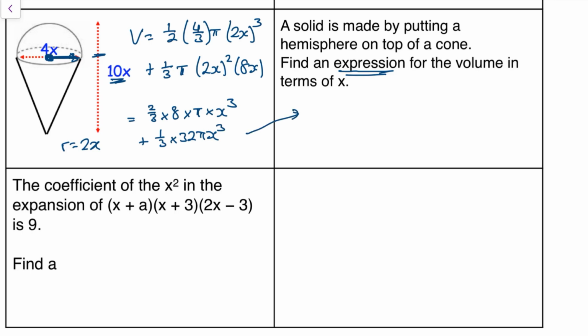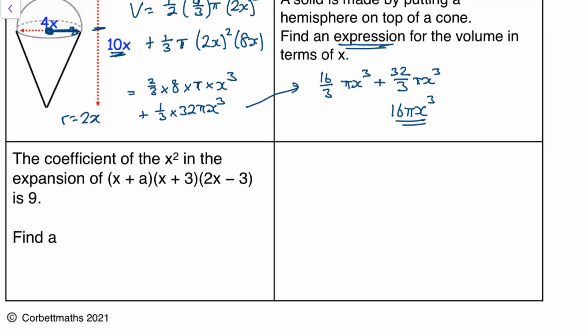And let's pull all this together. So 2 over 3 times 8 is 16 over 3. So 16 over 3 pi x cubed plus 32 over 3 pi x cubed, or 16 and 32 is 48. 48 divided by 3 is 16. So that's just going to be 16 pi x cubed. Good question, that. That's a very reasonable, sort of difficult, endish of paper question, but good question.